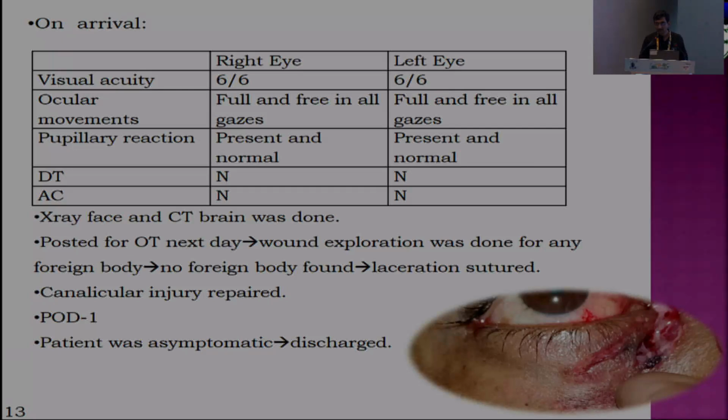X-ray face and CT brain was done, which was reported as normal, and he was posted for OT the next day for wound exploration. There was no foreign body found, and hence the laceration was sutured and the canalicular injury was repaired. On the post-operative day the patient was asymptomatic and discharged.